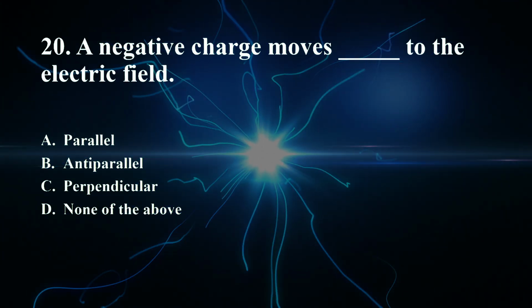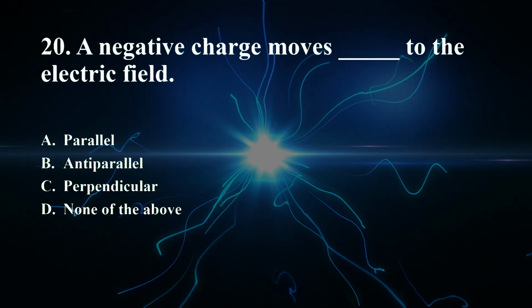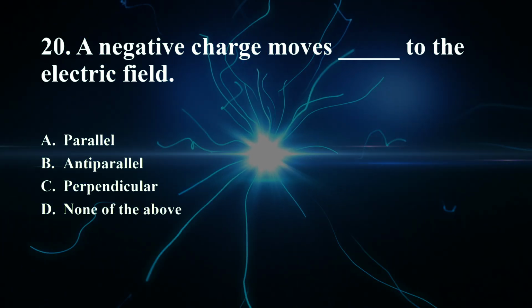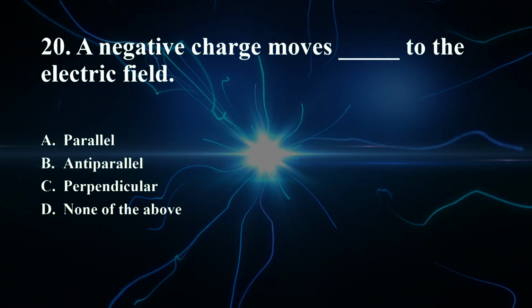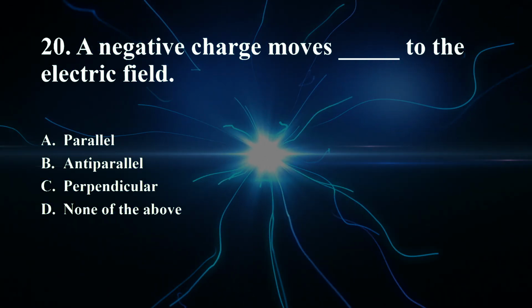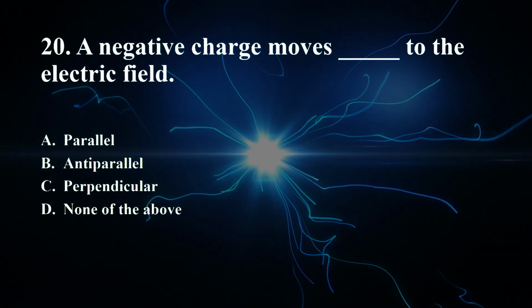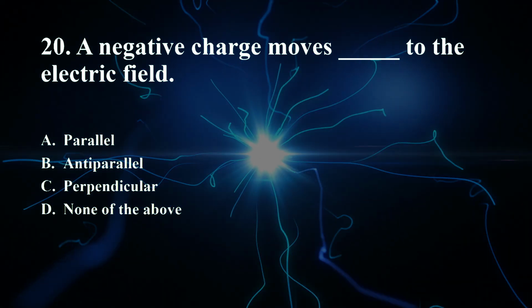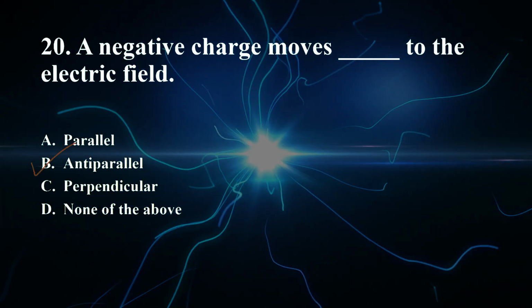A negative charge moves dash to the electric field. So students, remember that a negative charge moves from lower potential to higher potential. That is against the direction of the electric field, or you can say anti-parallel to the electric field.